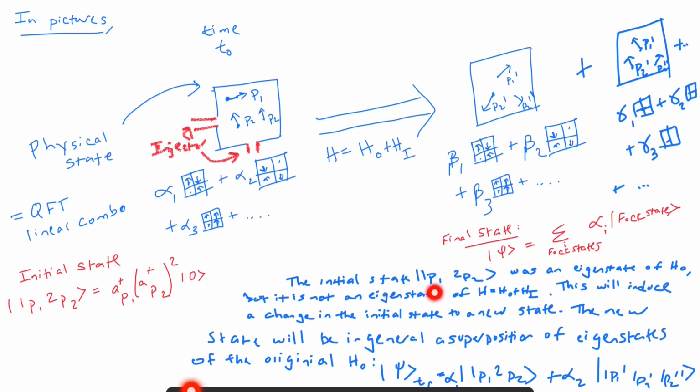The initial state, which was P1 and two P2s, was an eigenstate of H0, but it's not an eigenstate of H. This will induce a change in the initial state to a new state. The new state will in general be a superposition of eigenstates of the original H0, as expressed here.